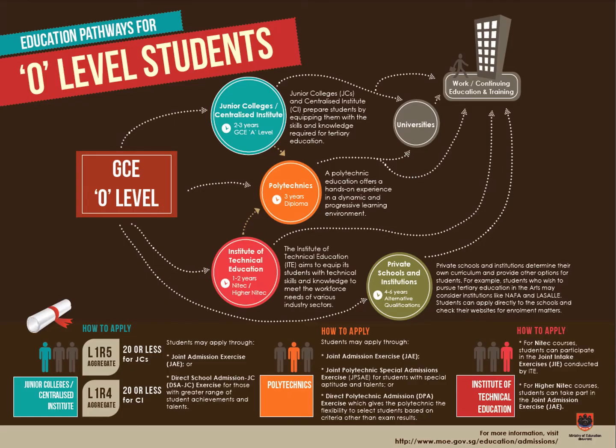This picture summarizes the education pathways for students after the O-level. Apart from junior colleges, centralized institute and the polytechnics, there are also the Institute of Technical Education and private schools and institutions. Do spend some time to find out more about the options offered by the various institutions and their application processes.